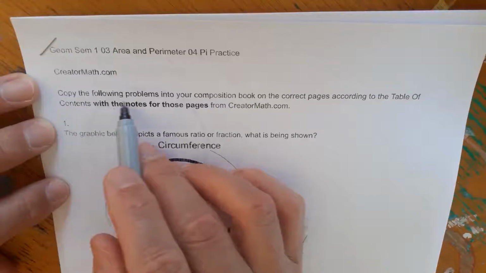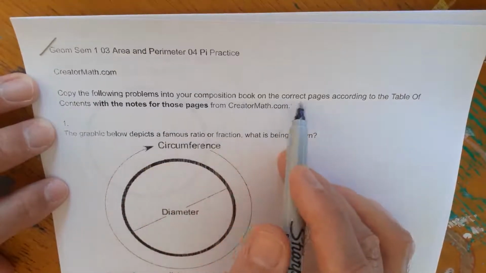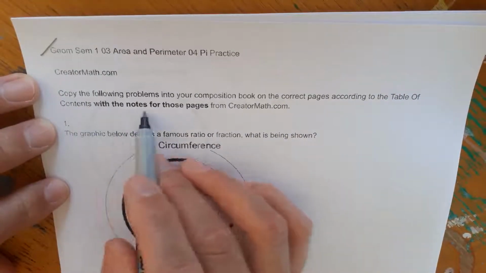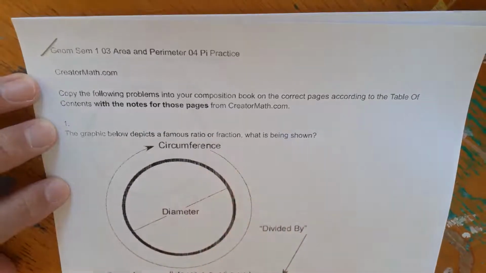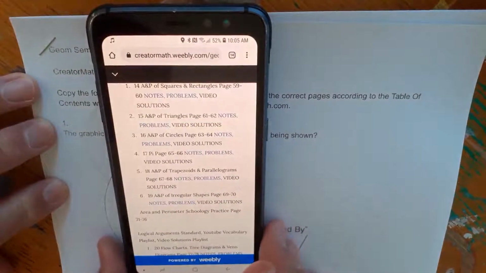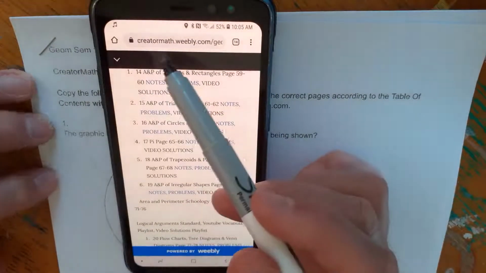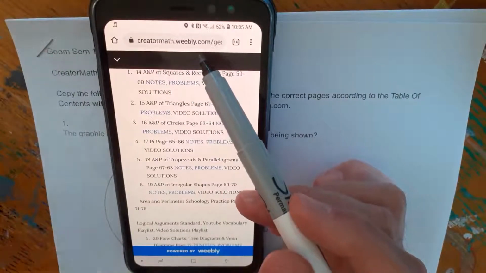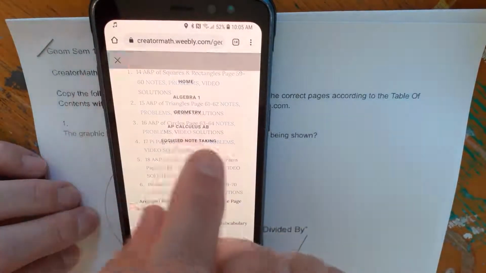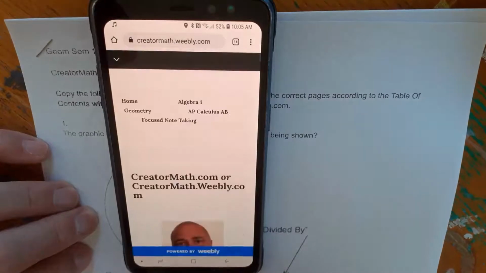The instructions are copy the following problems into your composition book on the correct pages according to the table of contents with the notes for those pages from creatormath.com. So just to give you a heads up on that, you're going to creatormath.weebly.com. Probably have to search to find the site. Here's what the home page looks like.